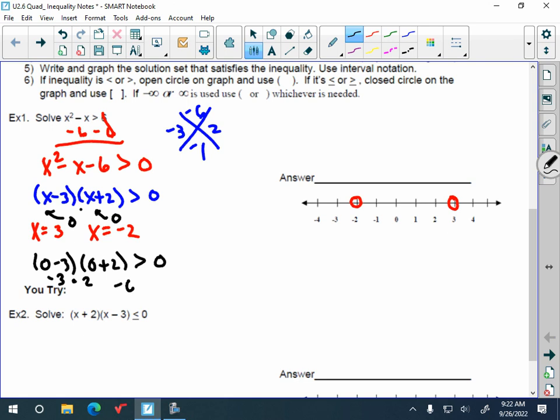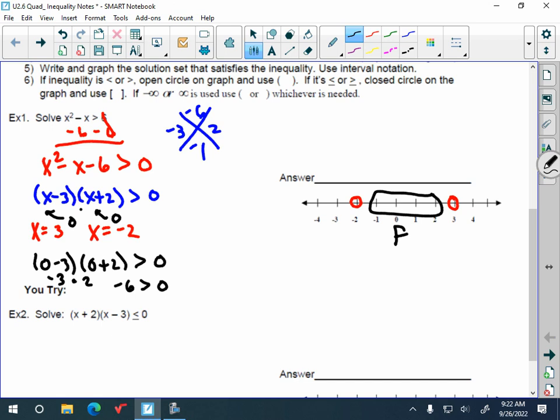So is negative 6 greater than 0? Is that true or false? It's false, right? Negative 6 is not bigger than 0. It's false. All right? So we know that this whole area here is false. Every number in that interval is false.